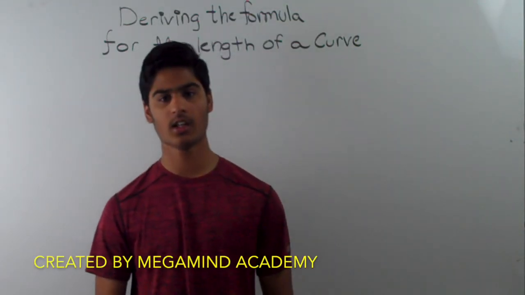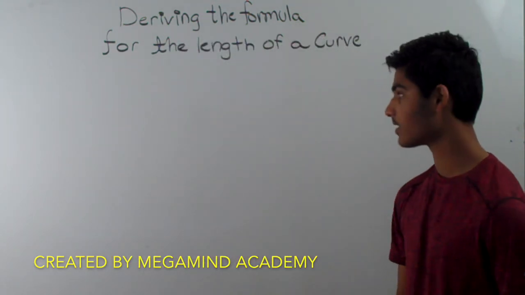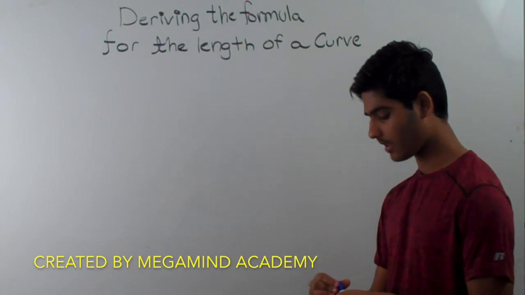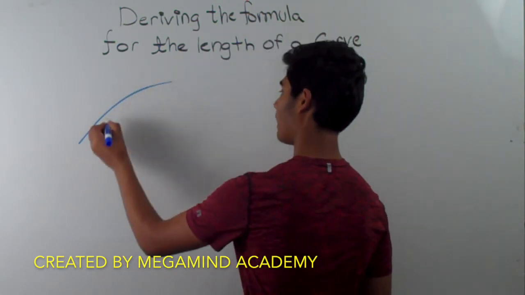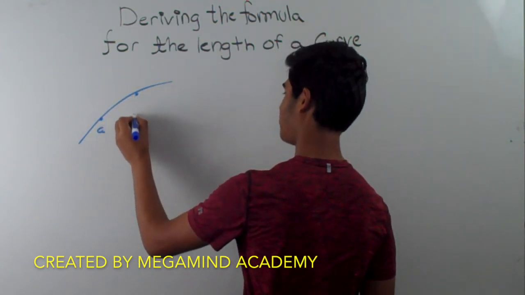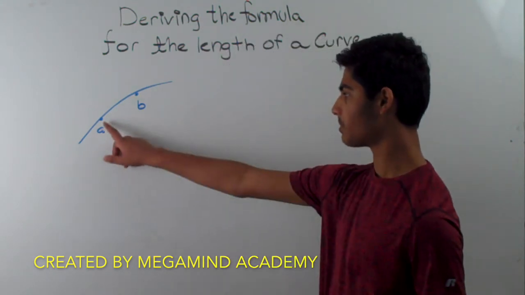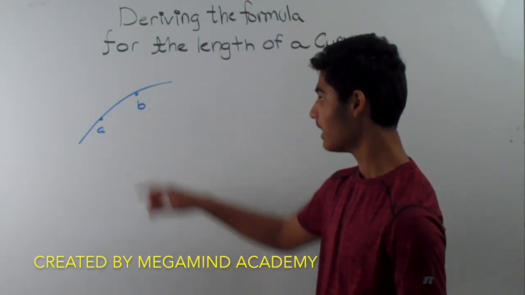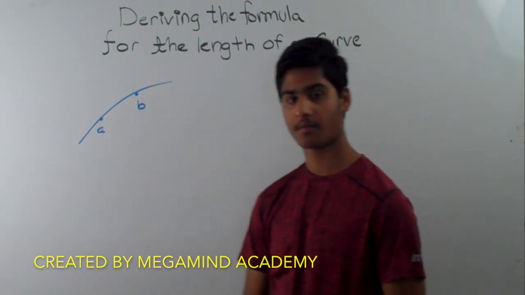Today we're going to learn about deriving the formula for the length of a curve in calculus. So let's say we had a curve like this. Let's say we just had this random curve and we had point A and point B. Now, how do we find the distance between these points? Or not the distance, but how do we find the length of the arc between these points?